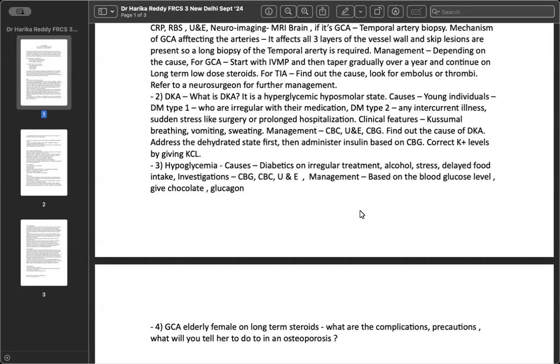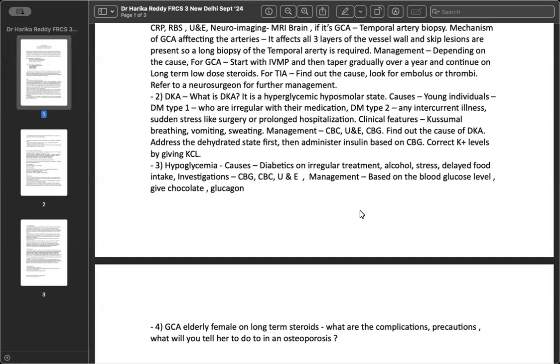There are multiple causes for hypoglycemia. You can just give 4 or 5 common ones. So I told him diabetics on irregular treatment, like type 1 diabetics, and alcohol, stress, delayed food intake. Then he asked me, okay, so what investigations will you do?